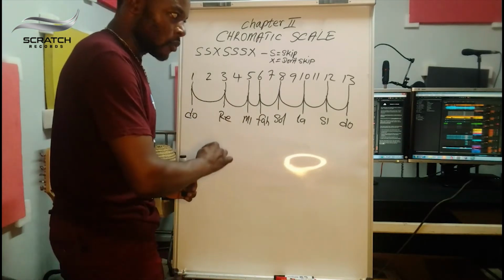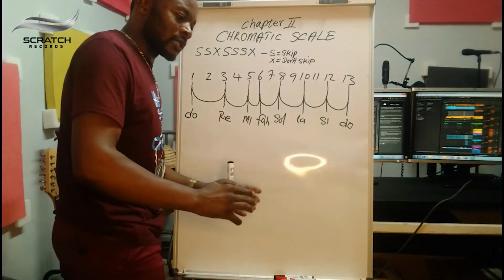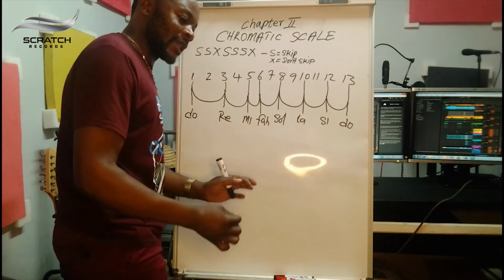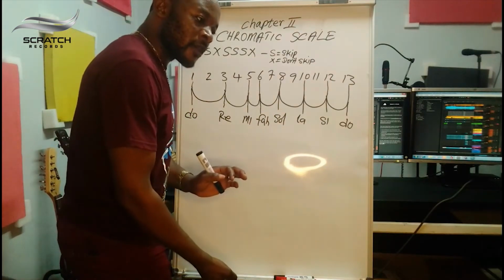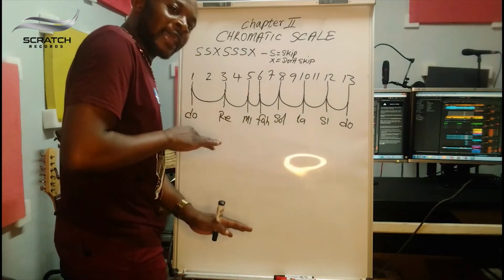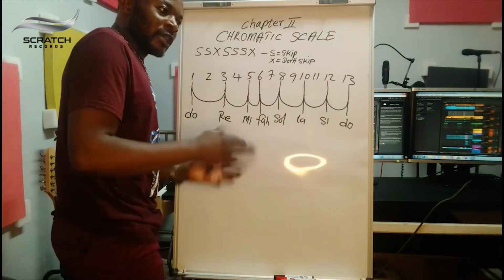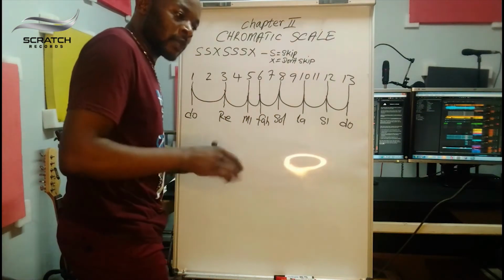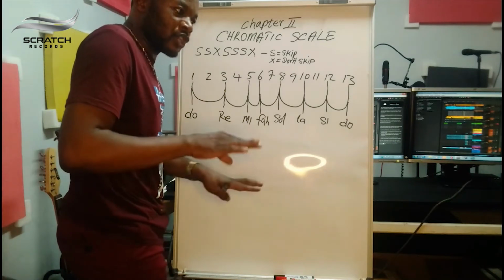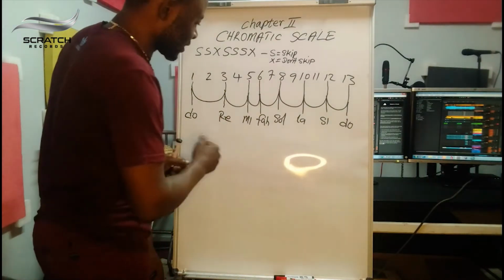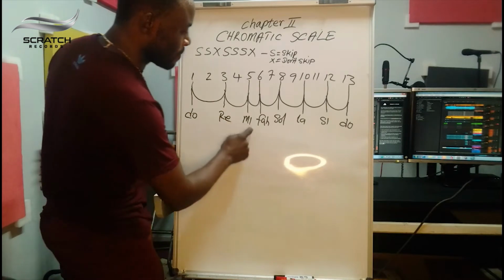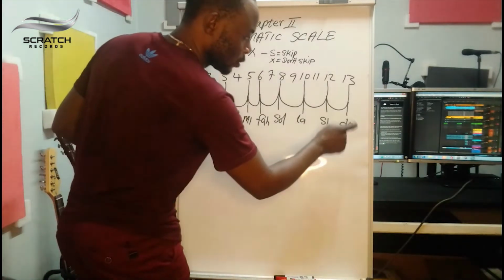So the first do and the last do are like the low E of a rhythm guitar and the high E. They are the same notes but of different frequencies, different pitches. So this is how they came about: do, re, mi, fa, sol, la, si, do.